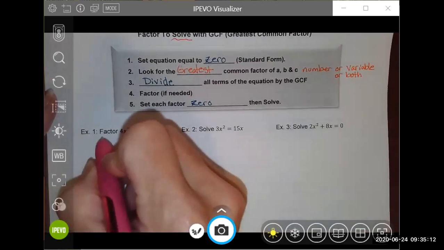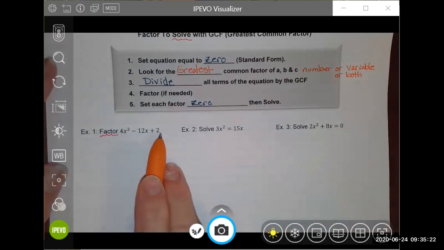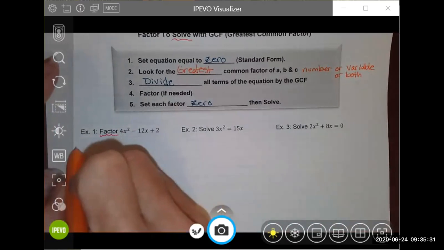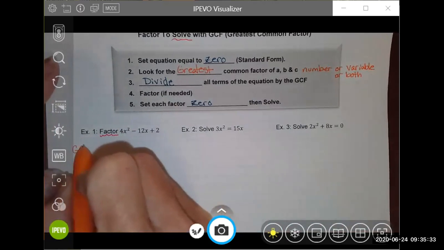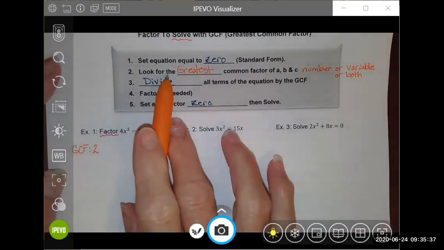So I want to go ahead and just identify that we are factoring. I need to figure out what is the greatest common factor. First thing I notice is that the last term does not have a variable, so x cannot be a common factor. But I also notice that all of these numbers are divisible by 2. I'm going to identify my GCF as being 2. That was step number 2 up here.